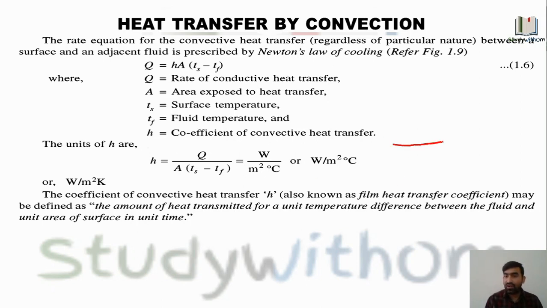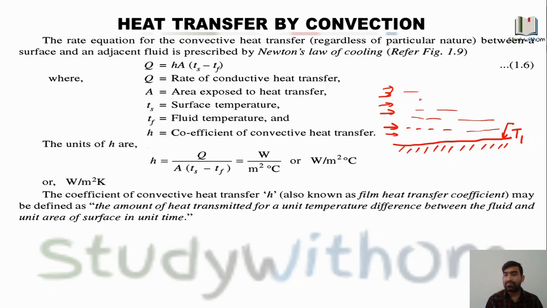Suppose we have a wall like this, which is maintained at some temperature, suppose T1, and there is some fluid which is flowing past over this plate. Suppose this fluid is of a different temperature, let us assume it as T2. What will happen? If there is a temperature difference between T2 and T1, heat will flow. But my dear students, here heat transfer will flow not by conduction but by convection.